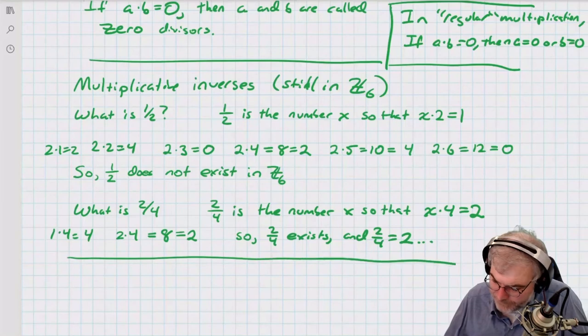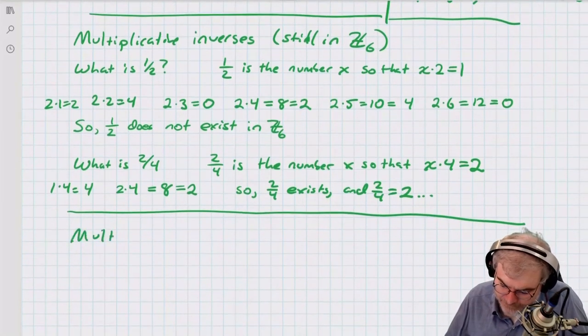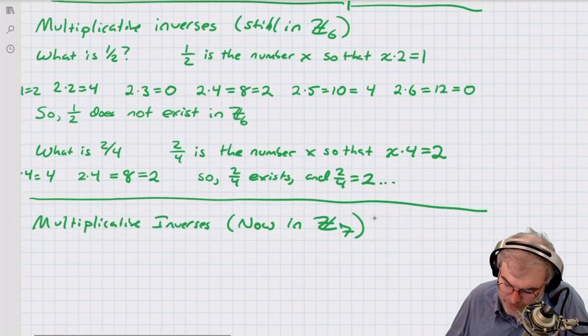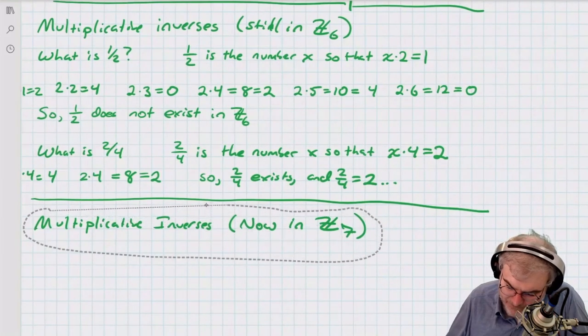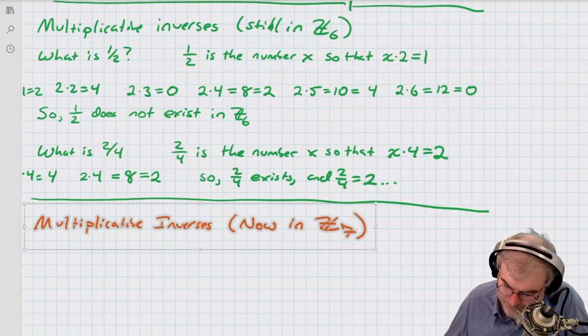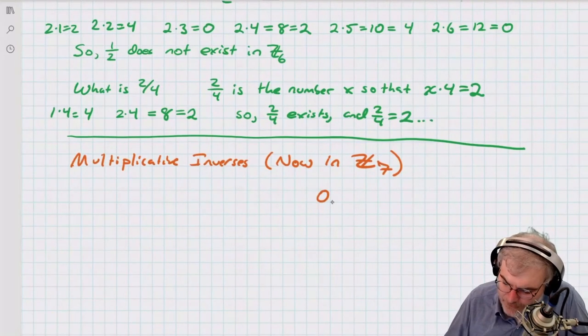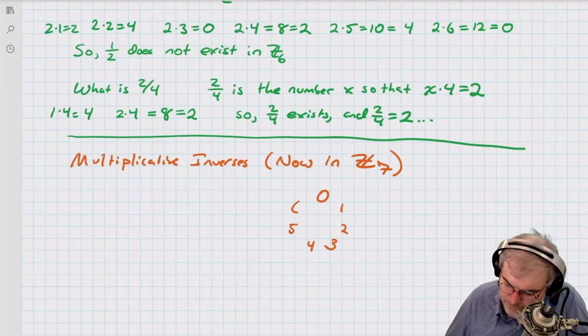Let's switch to Z7. Okay, we're going to add one more number to our thing, and we are going to come out with something completely different. So now I'm going to do Z7. So this is 0, 1, 2, 3, 4, 5, 6, and then back to 0 again. Okay, so I've got negative 1 equals 6, negative 2 equals 5, et cetera, et cetera.